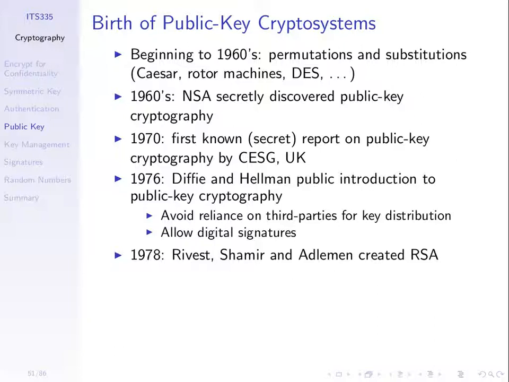Turned out before that some security agencies had invented it but just hadn't released it at that stage. And we'll see Diffie-Hellman has a very basic scheme which is still used today for exchanging secrets. Then not long after, three guys, Rivest, Shamir and Adleman, created a public key cryptography algorithm called RSA, which is the most widely used algorithm for public key cryptography today. So RSA is very important.